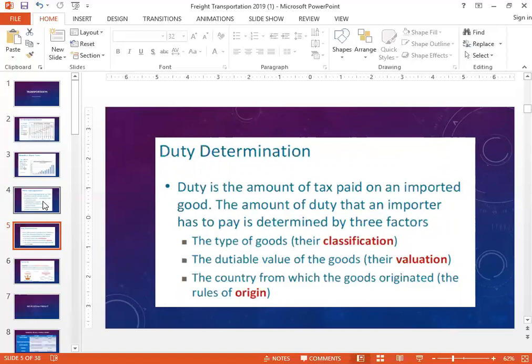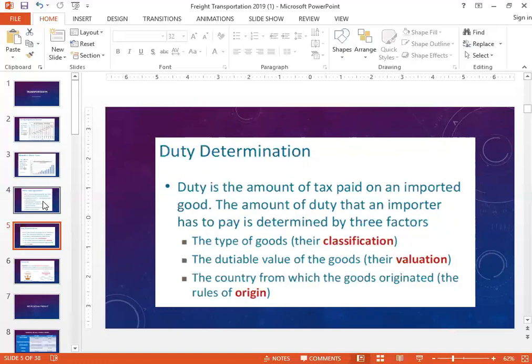Now, this is basically a tax. The country says, okay, we are ready to allow imported goods to enter our country, but they have to pay a tax. And so the government takes this duty, and it goes into their accounts. The amount of duty that they charge on goods imported into the country depends on three basic things. The first one is the classification: what type of good is it? The second one is the dutiable value of the good, so the valuation of the good. And the third thing is the country of origin.